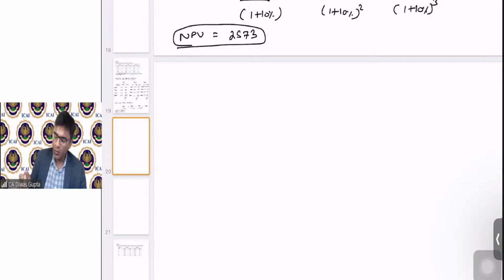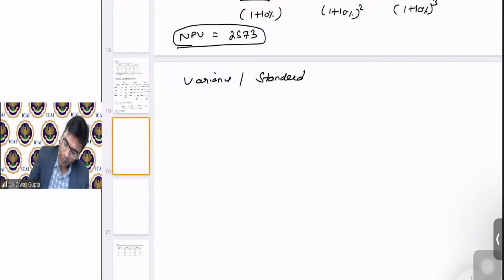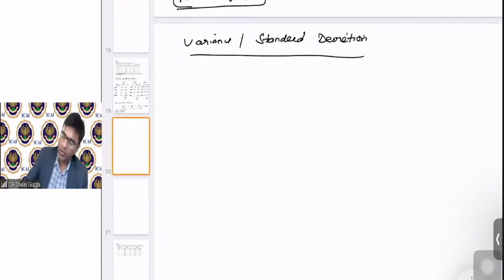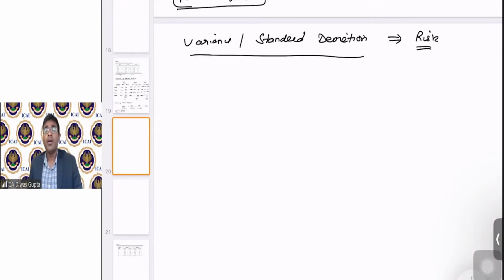Now students, let us elaborate this term. We've understood about probabilities, expected cash flow, and expected net present value. All three things we have understood. Now let us come to variance, or standard deviation for that matter. In case of standard deviation or variance, this is actually denoting risk, the risk of wrong estimation of the cash flows, the risk that the actual outcome will be different than the expected outcome.